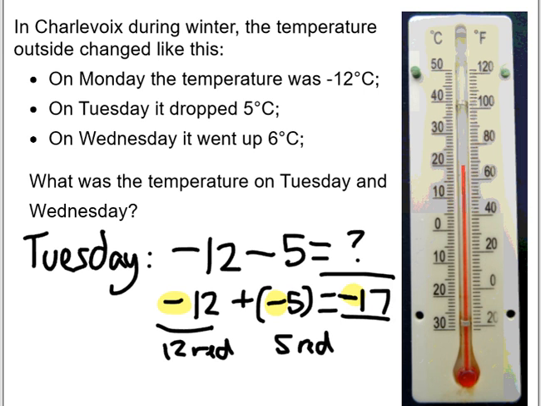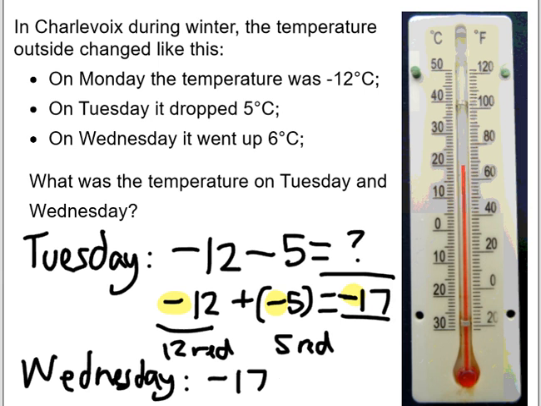For Wednesday, it says that it went up 6 degrees. So we were at minus 17, and it went up 6 degrees. Imagine you have 17 red, and you're taking 6 blue to eliminate them.